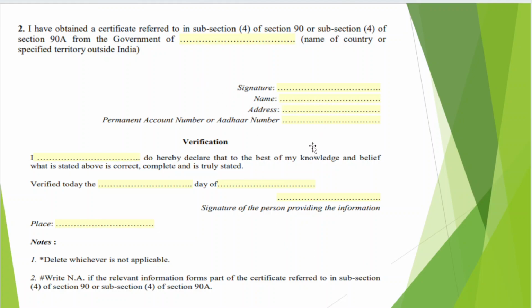After that come the signature and verification. Till 31st September 2023, the non-resident was required to provide this Form 10F in manual mode, for non-residents not having PAN and not required to have PAN. But from 1st October 2023, the persons are required to give this Form 10F in online mode.